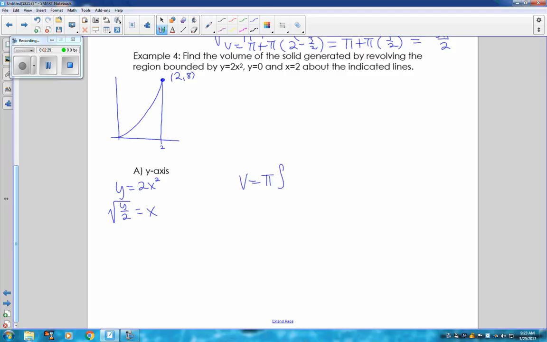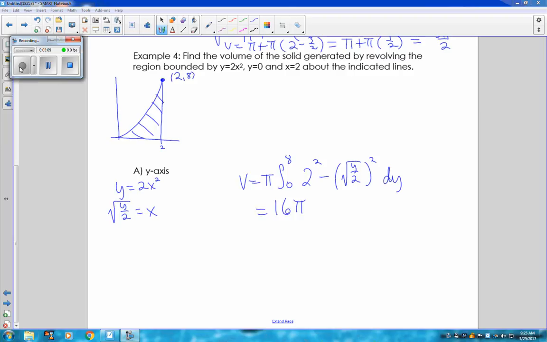So your volume is, everything's in terms of y, so what are your upper and lower bounds? 0 to 8. The outer radius is, which one's the outer radius? 2. So that's 2 squared minus your inner radius, which is the square root of y over 2, squared. Okay, go ahead and integrate that. The answer is 16 pi. Does anyone need to see it? Anybody? Okay.